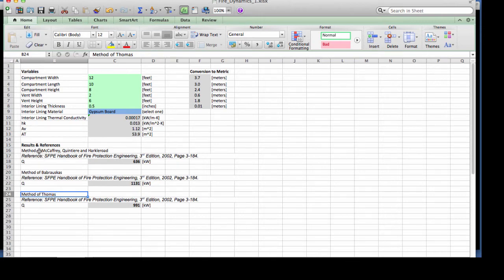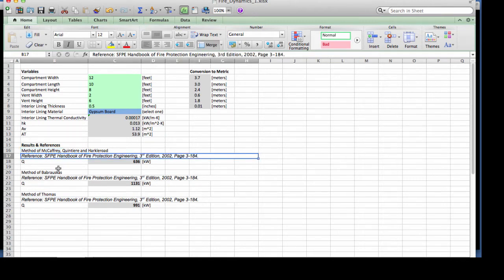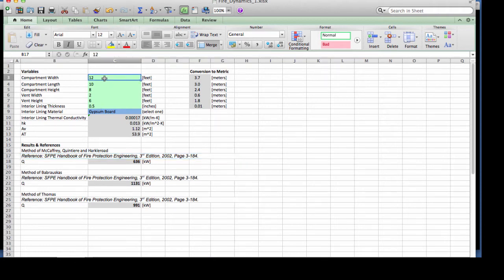Okay, I use the method of McCaffrey, Quinteri, and Harkleroad. That means I need to go to my SFPE handbook on this page, and if you're thinking way ahead, you might copy those pages from the book and put them in a folder somewhere with your case notes for this one. Anyway, if we go to our case, our little room, we've got a 12-foot compartment. We'll put 10 feet for the length. We'll give it 8 feet tall and a vent width of 2 feet by 6 feet high. And then we're going to say that this is 1/2-inch gypsum board lining.